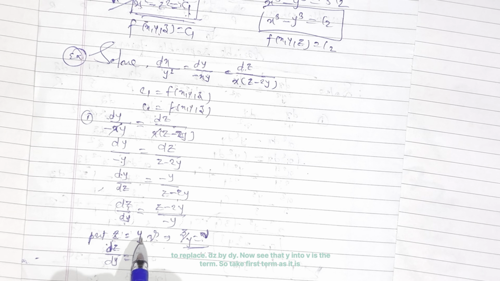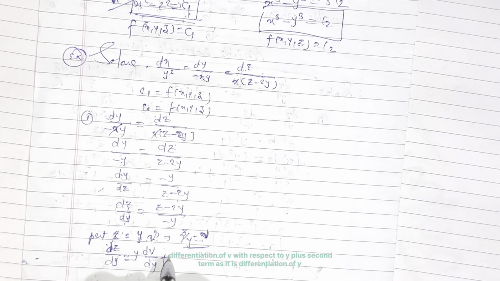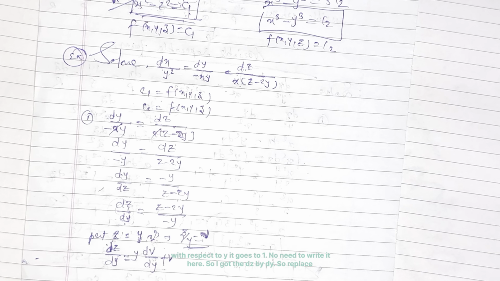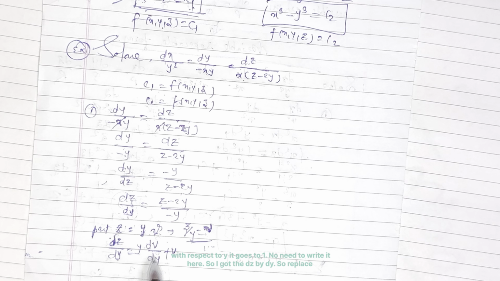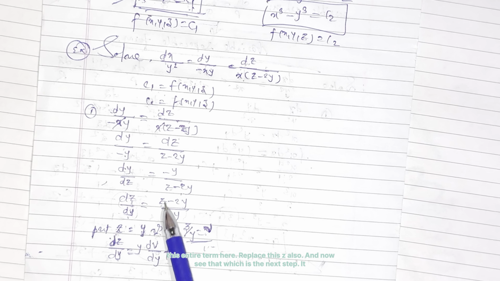Now see that y into v is the term. So take the first term as it is, differentiation of v with respect to y, plus the second term as it is, differentiation of y with respect to y, it goes to 1. No need to write it here. So I got the dz by dy. So replace this entire term here, and replace this z also.